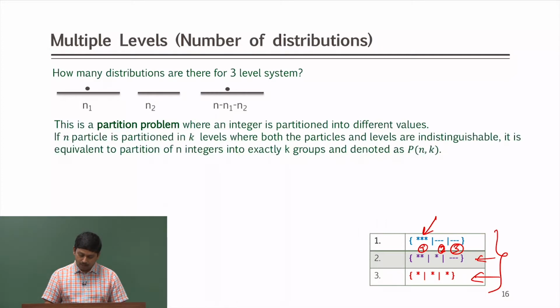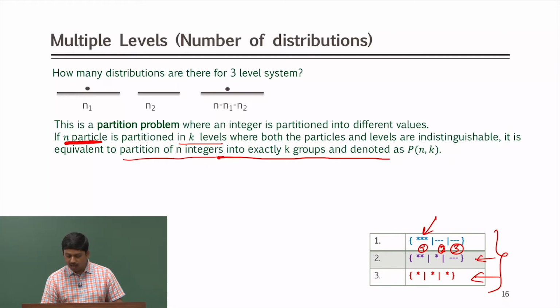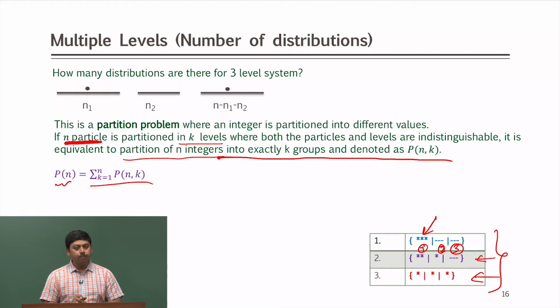For example, if we have n particles which are partitioned into k labels, where both the particles and the labels are indistinguishable, it is equivalent to partition of the integer n into exactly k groups, and that is denoted by p(n,k). The total number of partitions will be the sum over k equal to 1 to n. Let me give you an example. How many ways can I partition 5? 5 is an integer, how many ways can I partition it?